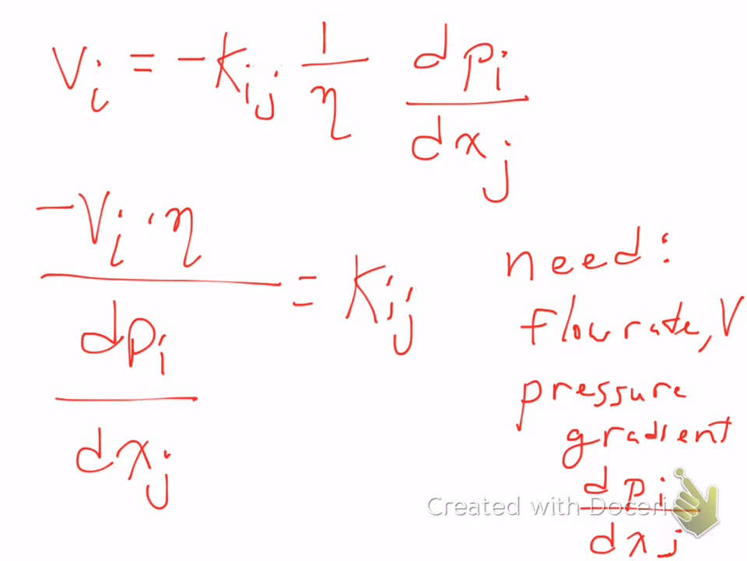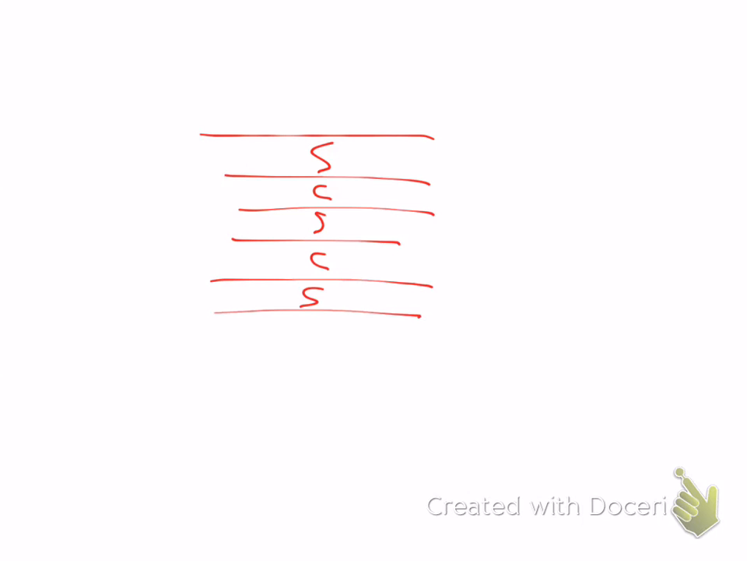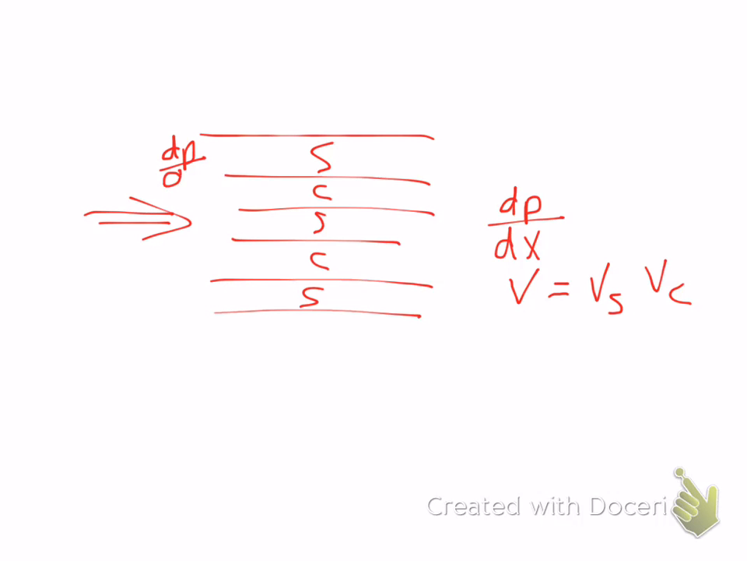So let me draw this, because I like this problem because it makes you think a little differently. Here are layers: sand, clay, sand, sand. In this horizontal direction, it's one pressure being applied, but the volumetric flow rate, the volume per time, is equal to the volume going through the sand plus the volume going through the clay. And each one has the same dp.